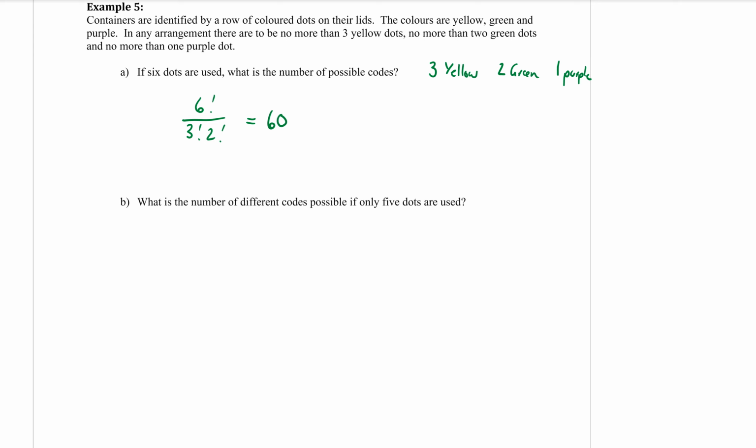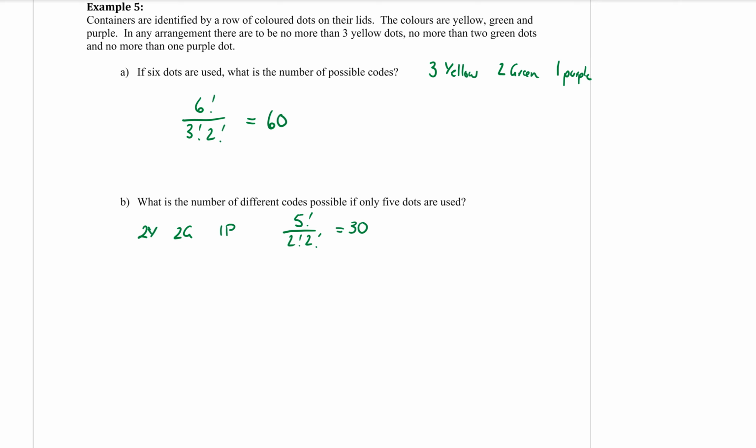So the first one is going to be 2 yellow, 2 green. I'm going to leave off one of the yellows to start with. 2 yellows, 2 green, and 1 purple. If that was my 5-dot combination, I would do 5 factorial. There's only 5 dots now that I'm using. Over, I've got 2 yellows and 2 greens. So then we go to our next option.